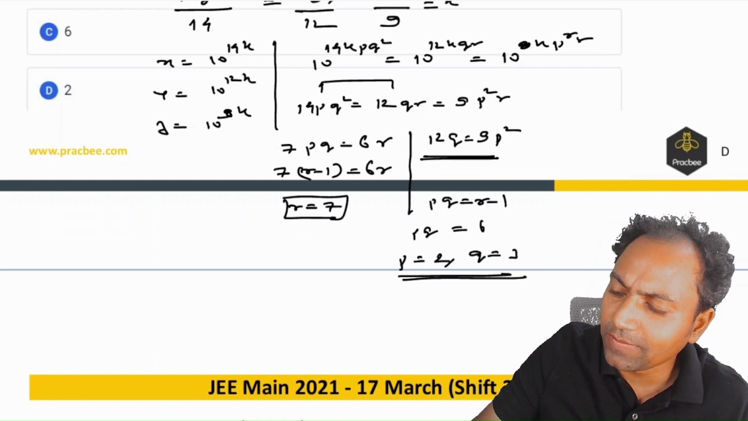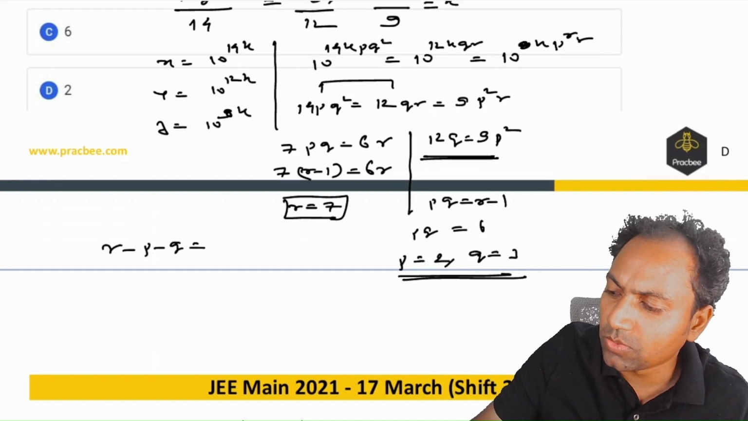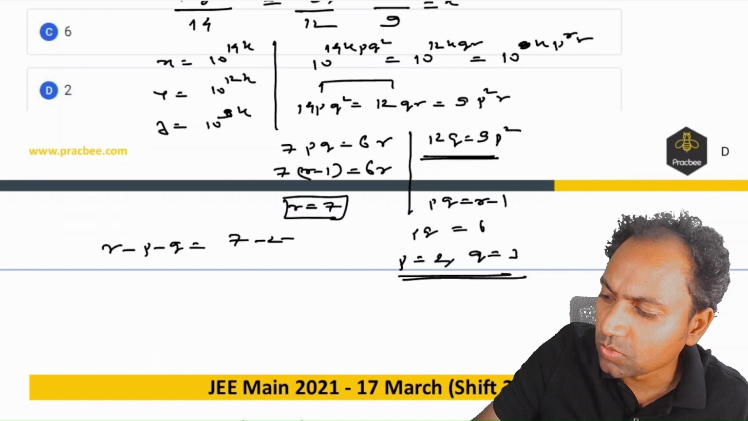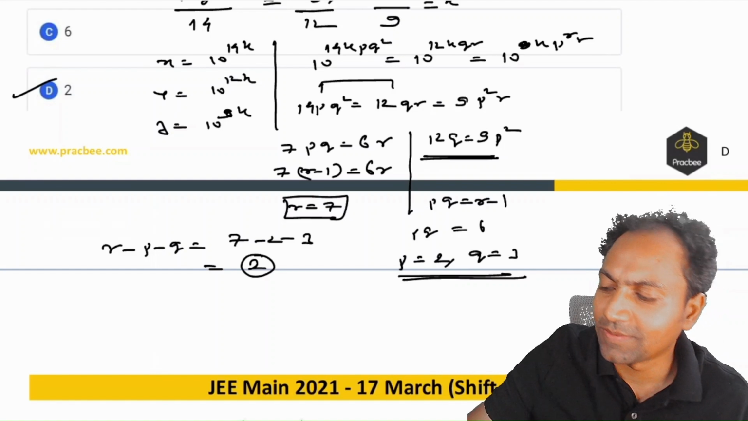And if you find the value of r minus p minus q, it comes out to be 7 minus 2 minus 3. That is nothing but 2. D option.